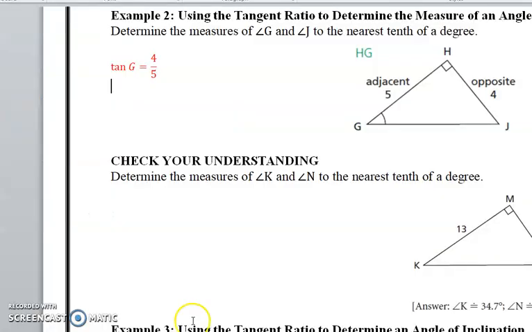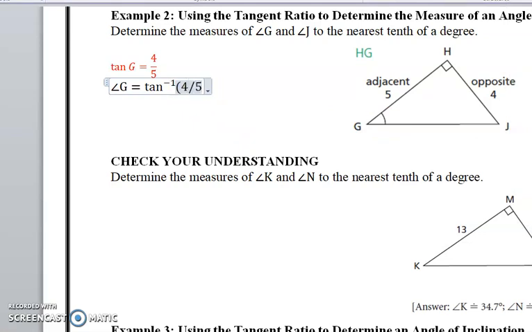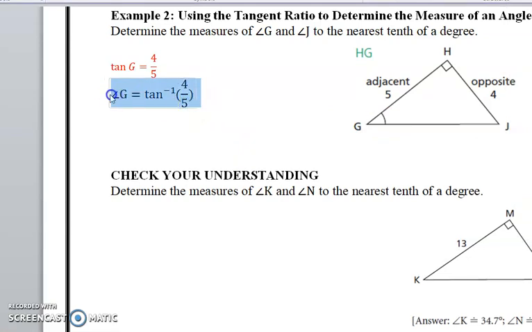Okay, so let's plug that in. To represent that, we show that angle G is equal to inverse tan of 4/5.